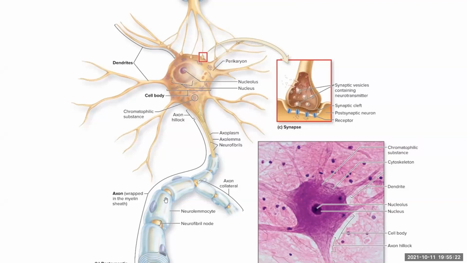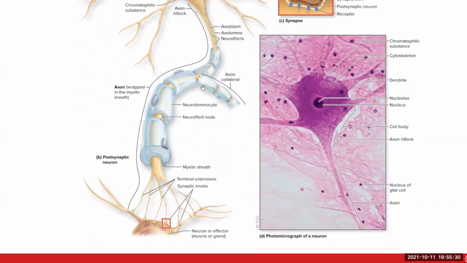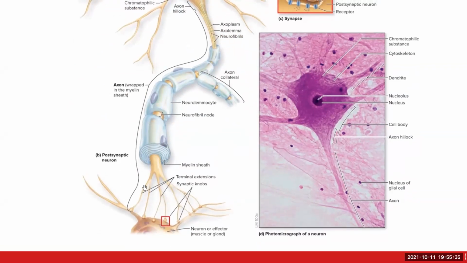So you can see we have our long process here. That's going to be the axon. And you can see the space in between the cell body and the axon. That's the axon hillock. And then you can see here's an axon collateral. And at the end of our axon, we have our telodendra. Those are those terminal extensions that end here at the synaptic knobs.